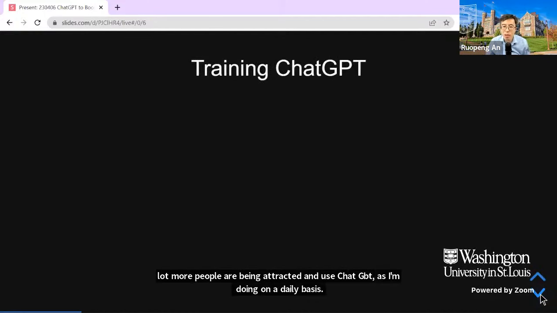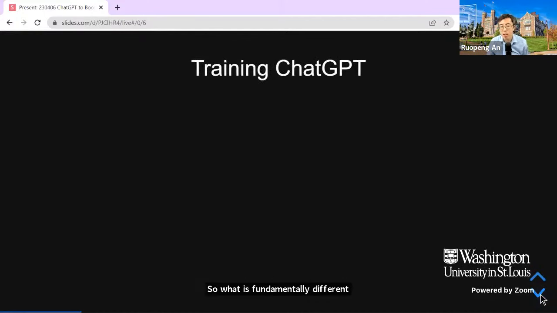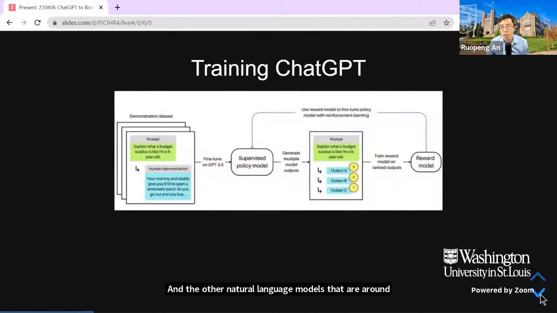So what is fundamentally different about ChatGPT and the other natural language models that have been around for quite some time? The uniqueness of ChatGPT is presented in this graph. The graph, as you can see, can be divided into two parts. On the left-hand side, we see the more traditional natural language processing training process, which is just to allow the model to predict the next word.